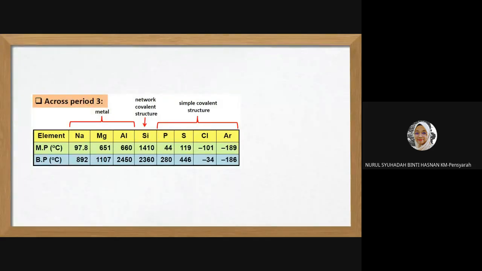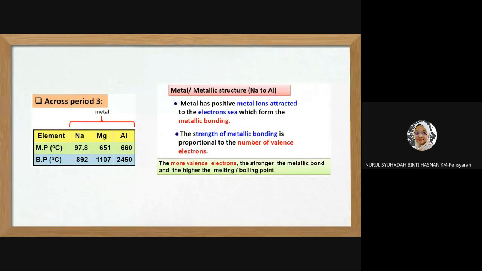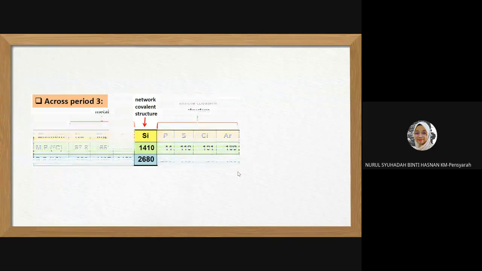Okay, so metal tadi, dia akan ada metallic bond. So dekat sini since across a period, macam yang kita dah bincangkan tadi, melting point and boiling point will be due to the number of valence electron. Lagi banyak valence electron, stronger the metallic bond, the higher the melting and boiling point. Okay. Boleh saya pergi kepada seterusnya? Yes. Okay. Next, untuk silikon.